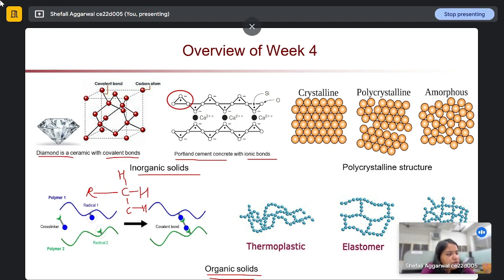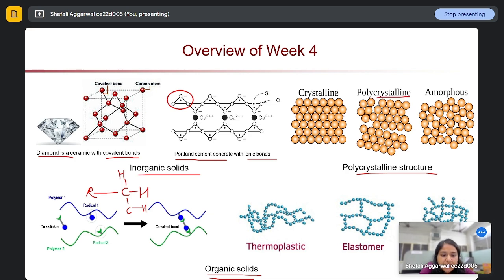If we talk about the inorganic solids, there are different types of structures in our material, and the main one we are talking about here is the polycrystalline structure. Crystalline structure, we all know, is where all the atoms are in symmetry, attached in a defined pattern. In amorphous, atoms are randomly oriented. However, in polycrystalline, what is happening?